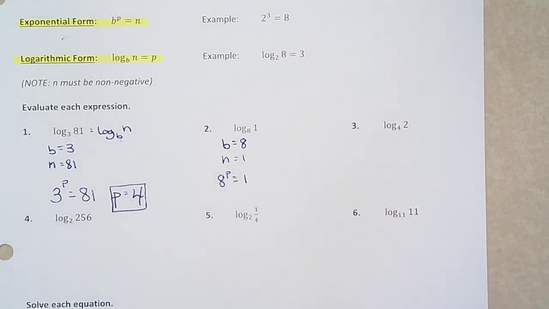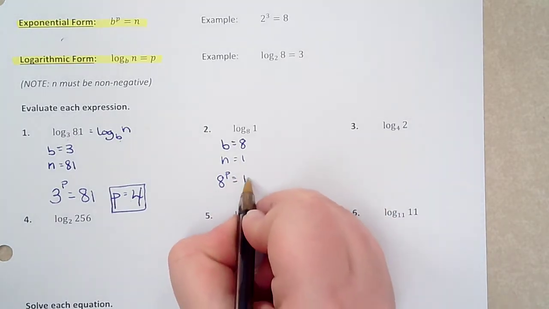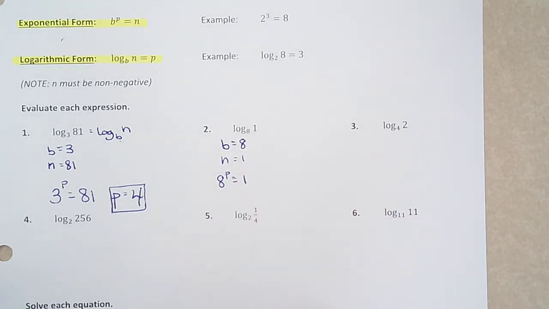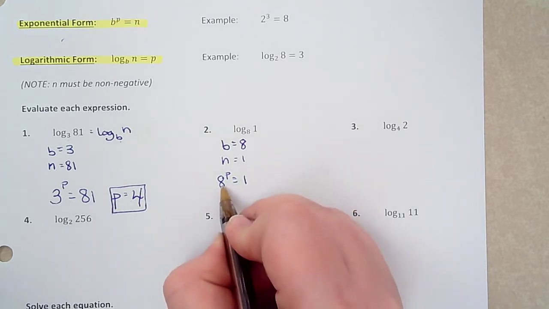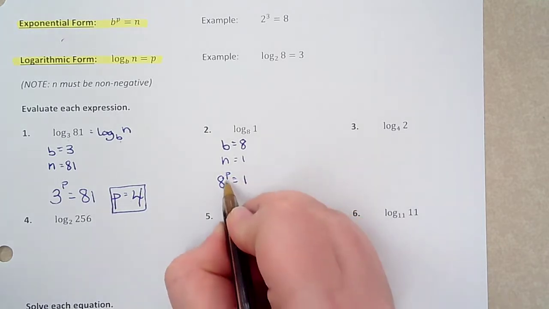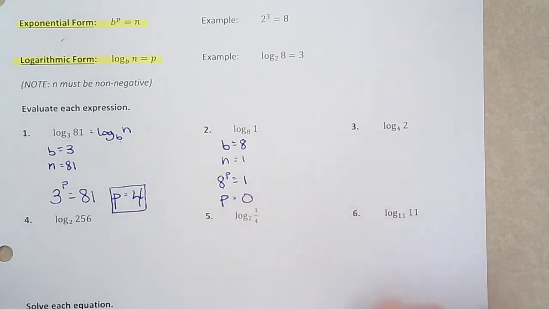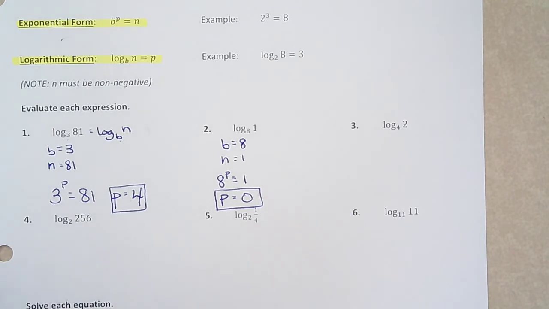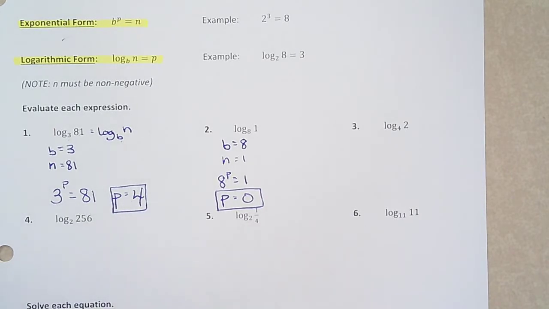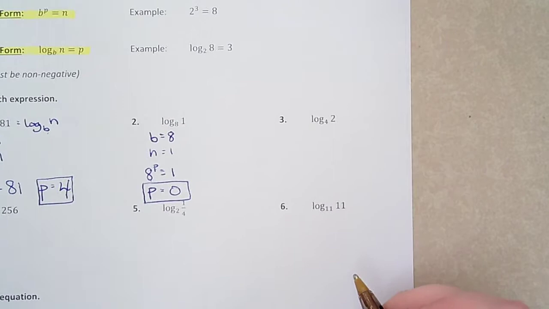Now, how do we solve something like this? Well, you have to remember our power rules and our exponent rules. The only way for something to be raised to a power and equal 1 is for the power to equal 0. So the only way here that we could make 8 to the p equal 1 is if we raised it to the power of 0.